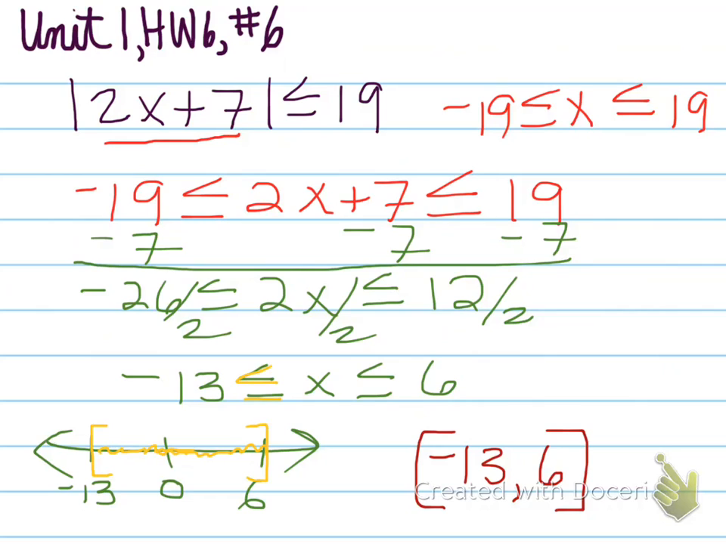So the graph is a square bracket, all the x's in between, and the interval notation is square bracket negative 13 comma 6 close square bracket.